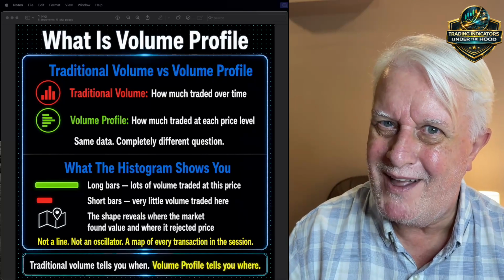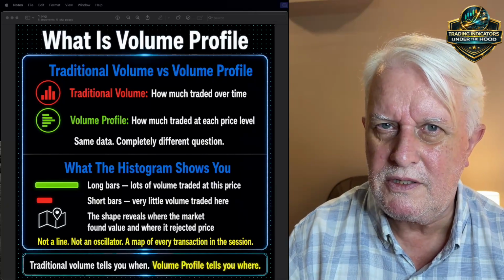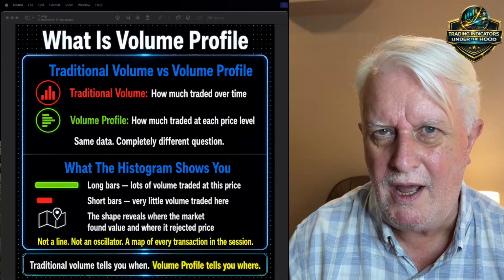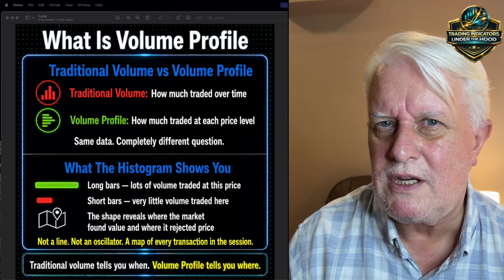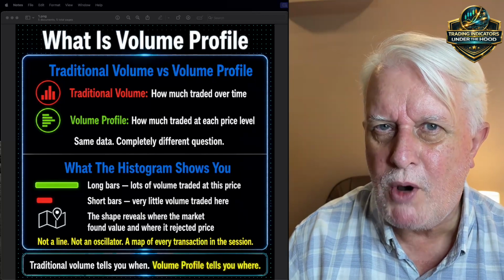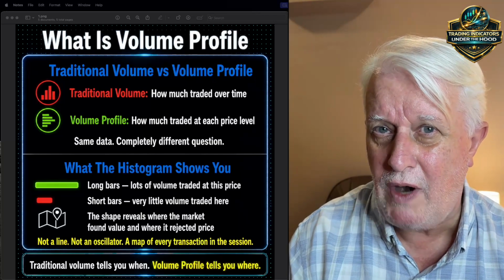What is volume profile? Traditional volume indicators show how much was traded over time. Volume profile asks a completely different question. How much traded at each price level? The volume is displayed as a horizontal histogram on the chart.